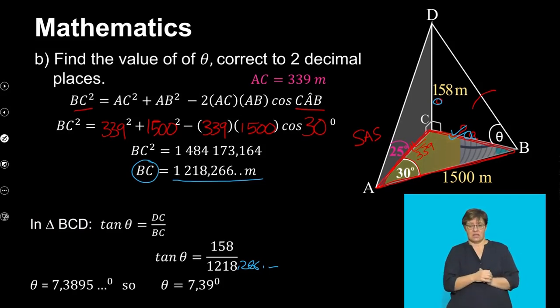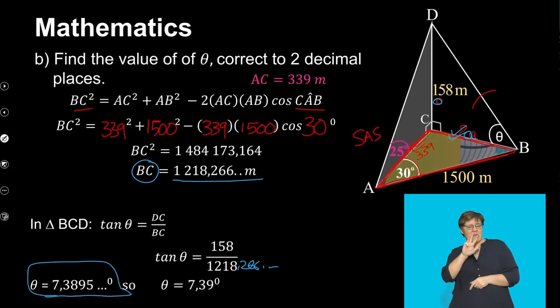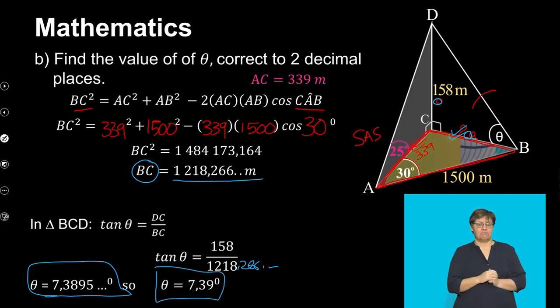And once we do that, we're going to end up with theta equals approximately 77.3895 degrees. We're rounding off to 2 decimal places like they asked us. So theta will equal 77.39 degrees.